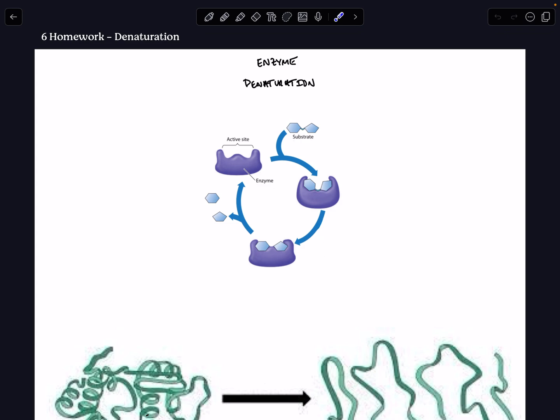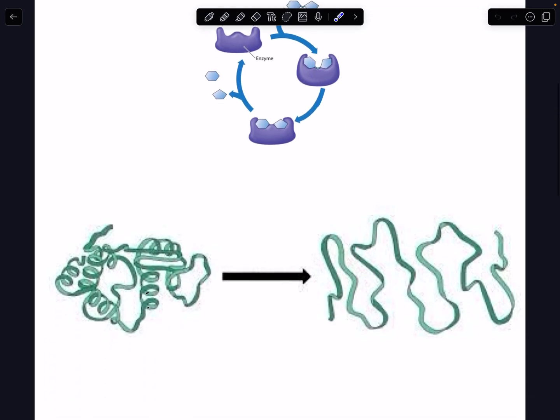However, there were a series of experiments where when we added hydrogen peroxide to the liver, we did not see any fizzing, or we saw limited fizzing. And the reason for this is because the enzyme denatured. Okay, what does that mean?